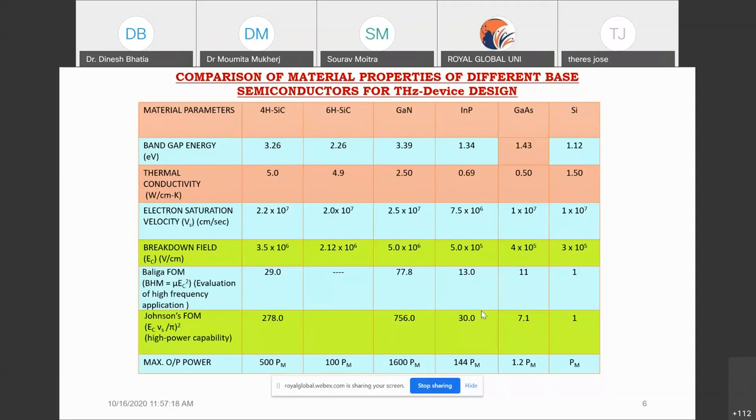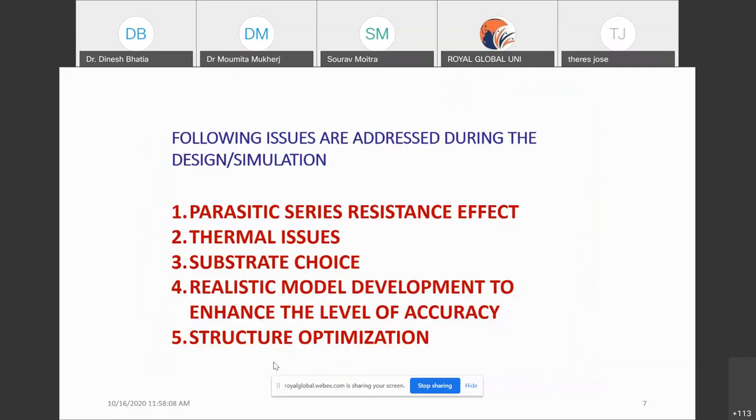Silicon carbide technology, the major reason behind it is the maximum power capability: even at high terahertz region, silicon carbide is capable of generating 500 times more power than the conventional silicon technology. So we have adopted that semiconductor. And in our analysis, in our design, we have incorporated the effect of other factors that can create some impact on the development in the fabrication, that is purely parasitic series resistance effects and thermal issues. Choice of substrate is very important for the development.